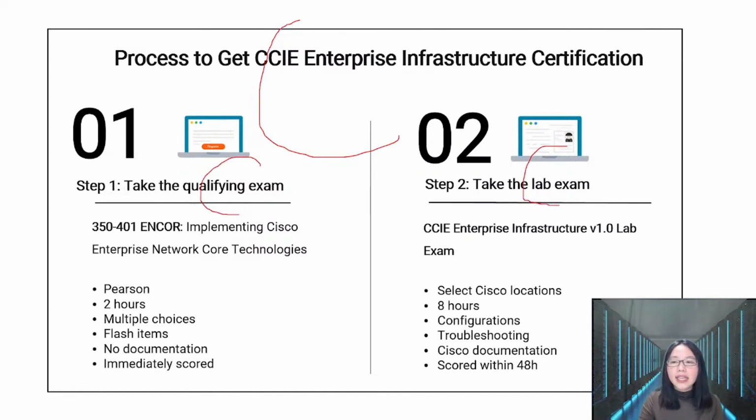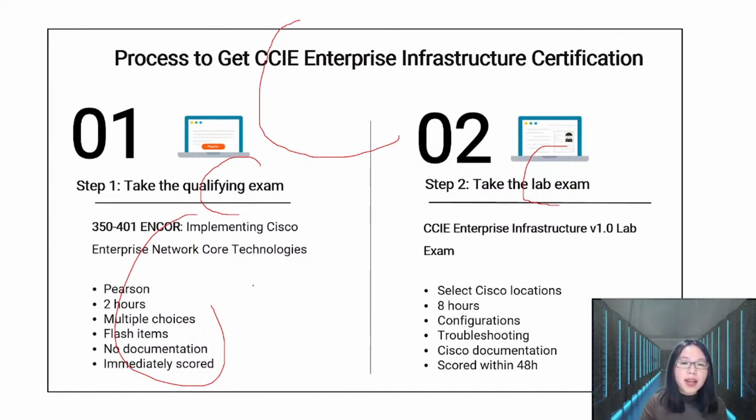EI certification validates our skills with complex enterprise infrastructure solutions. To get CCIE Enterprise Infrastructure certified, you have to pass two exams. One is the written exam. This exam tests candidate knowledge of implementing core enterprise network technology, including virtualization, infrastructure, network assurance, security, and automation.